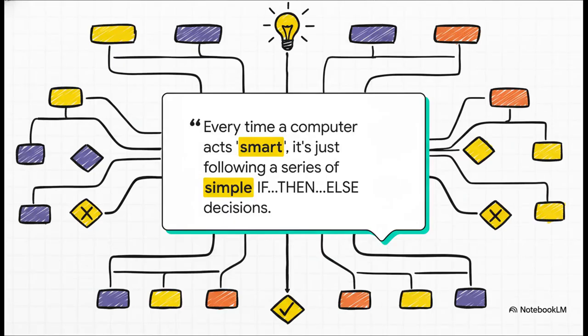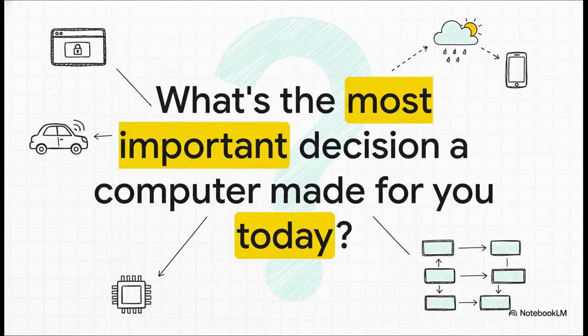When we see a computer or phone acting smart, what's really happening under the hood is just a massive, complex tree of these incredibly simple, lightning-fast, true or false decisions, all chained together to create some pretty sophisticated results. So next time you log into a website, check the weather, or start your car, just think about all those silent questions being asked and answered in the background. It makes you wonder, what's the most important decision a computer made for you today?